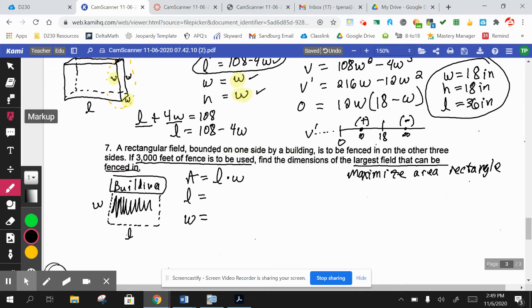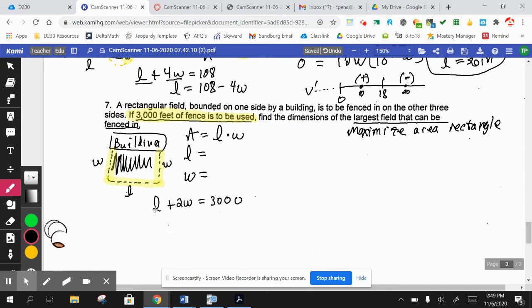And then the way we're going to be able to do this, if we go up to this part here, we have 3,000 feet of fence to be used. Think about where we're going to allocate those 3,000 feet. This is fencing, this is fencing, and this is fencing. So we have those 3 lengths all added up have to equal 3,000. So that's where we get our equation from. This is a W, here's a W, and then we also have the length. So the length plus the 2 widths better equal the total amount of fence that we have to use, which is 3,000 feet.